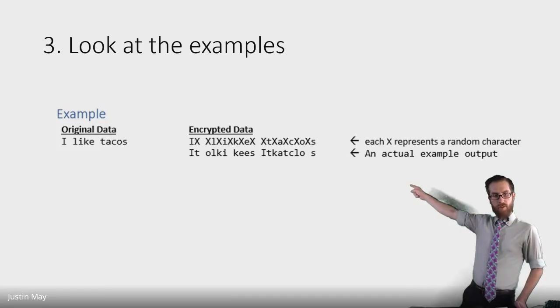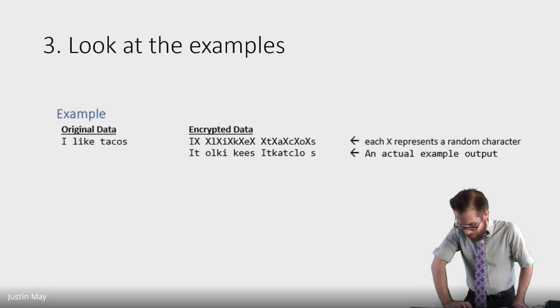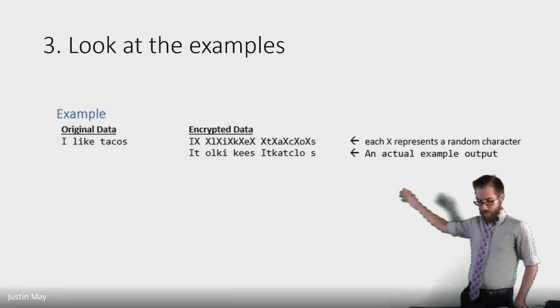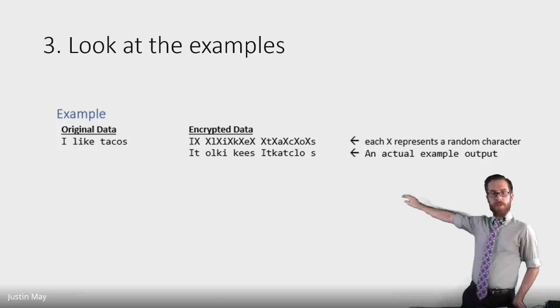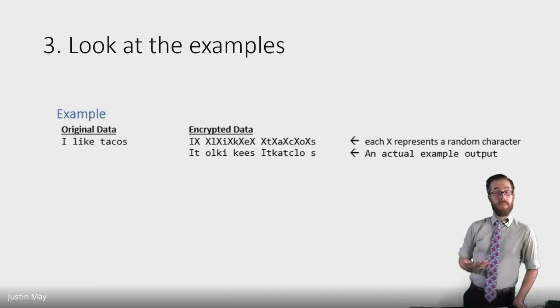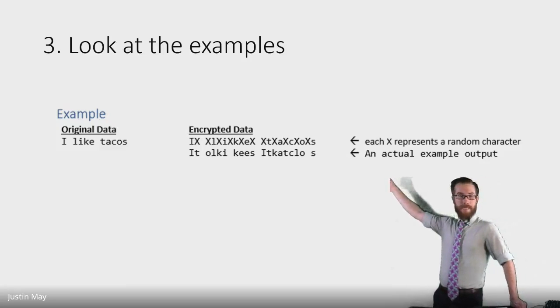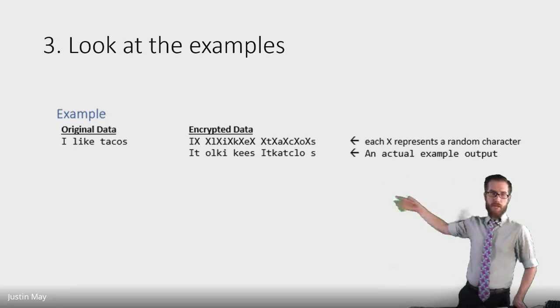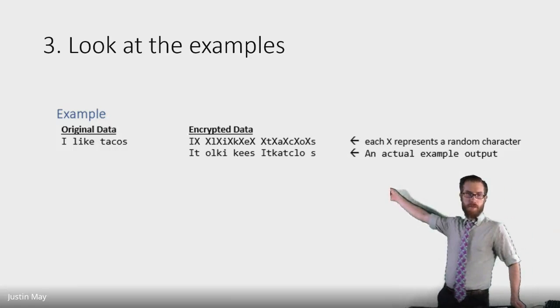So they're saying the encrypted output, if you look at that top line, is IX space X, LX, IX, and so on. And it describes that saying each X represents a random character. So the actual output does not have a bunch of capital X's in it. Those X's are placeholders for some random letter. And this is an actual example of the output down here. So if you ran it, you'd get a different encrypted string each time, but it would look something like this.